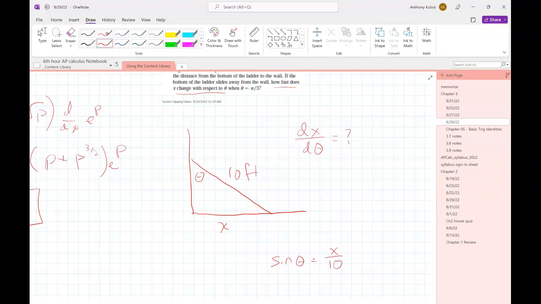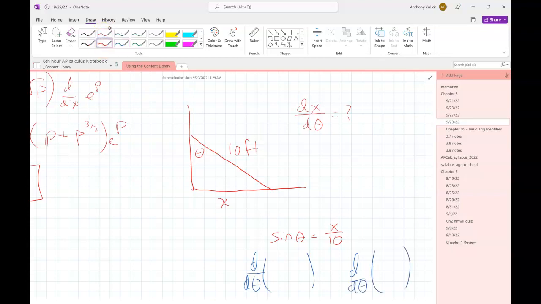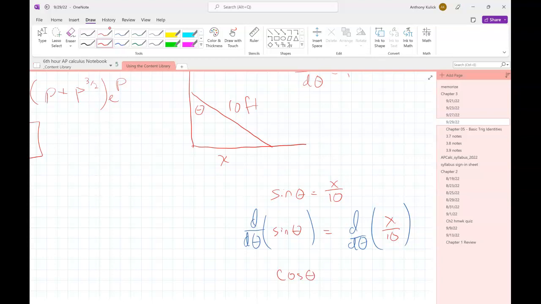So sine theta is equal to opposite over hypotenuse. Everybody cool there? I'll take the derivative with respect to theta for both sides. Since I want dx/dθ, I'm looking at the rate of change with respect to theta. The derivative of sine is cosine. And the derivative of x over 10 is 1 over 10, right? Almost.